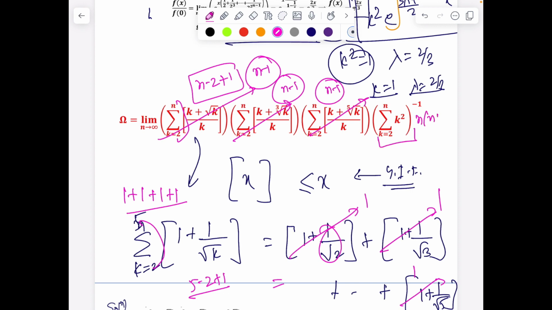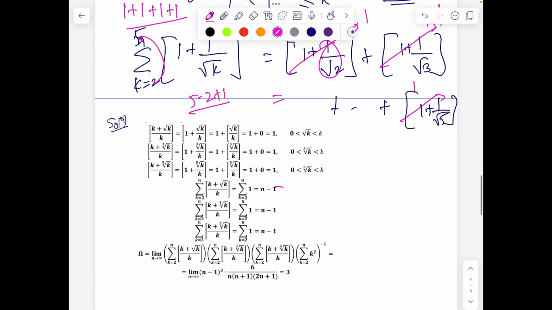Similarly, you can check for the second summation, it will be n minus 1. The third summation will also be n minus 1. And the fourth is the sum of k squared, which is n(n+1)(2n+1)/6.